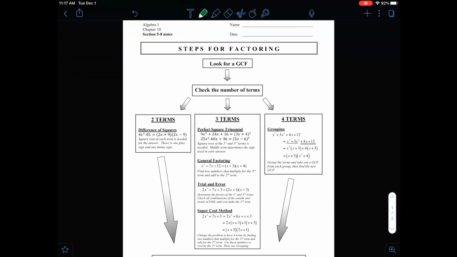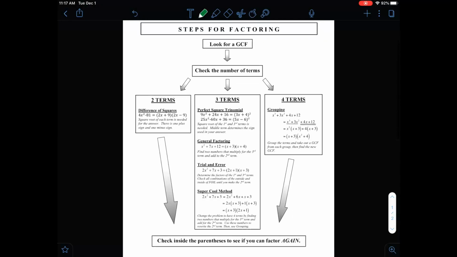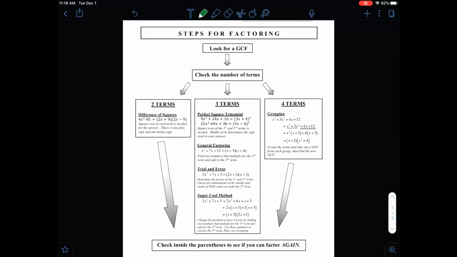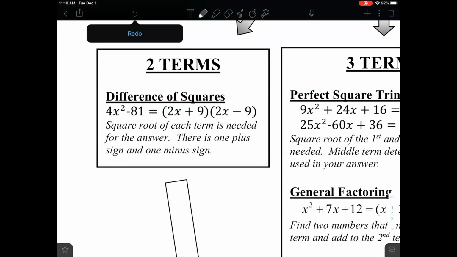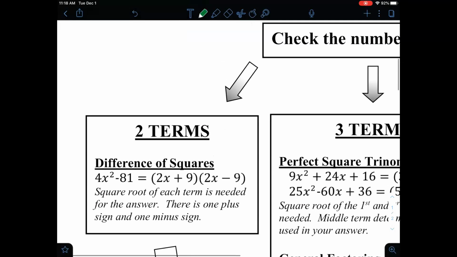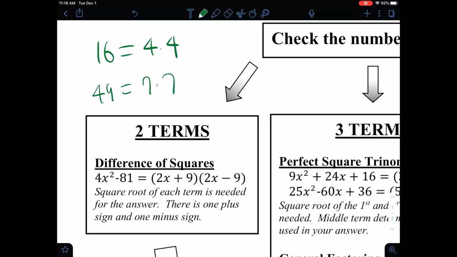Okay, after you find a GCF, if there is one, you want to check the number of terms, okay? If there are 2 terms, you might do difference of squares. And difference of squares depends on if you have perfect squares for your terms here. So 4x squared is a perfect square because it's 2x times 2x. 81 is a perfect square because it's 9 times 9, right? So perfect squares are numbers that multiply by themselves, right? For example, 16 is a perfect square because that's 4 times 4. 49 is a perfect square because that's 7 times 7. Those are examples of perfect squares, okay?